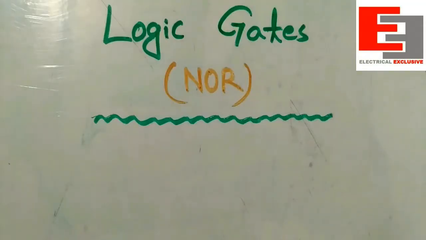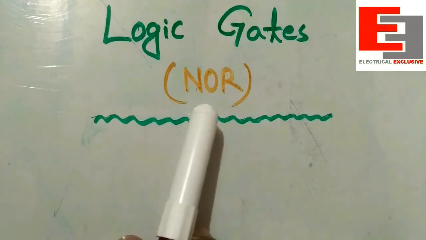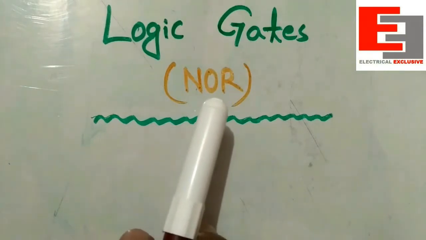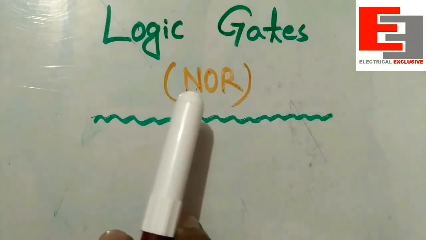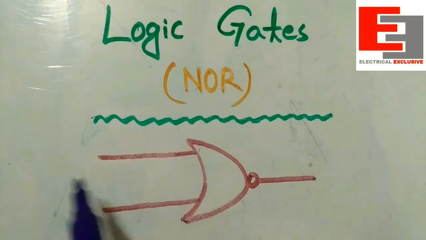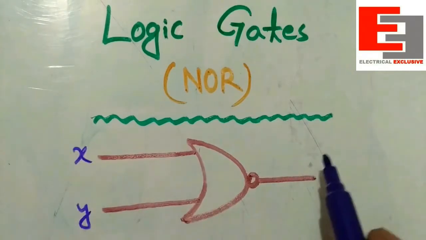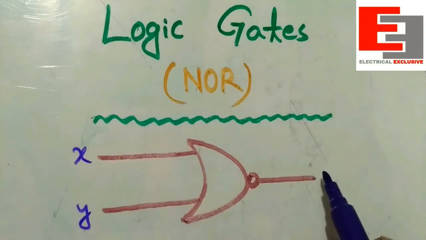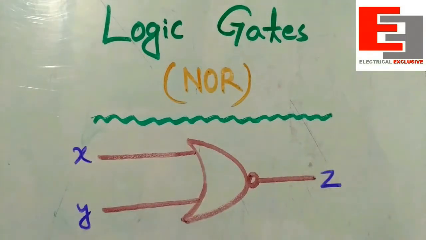In this class we are going to discuss the NOR gate. As the name signifies, the equivalent logic circuit of the NOR gate should consist of an OR gate and a NOT gate. This is the schematic symbol of the NOR gate, which has two inputs, X and Y. On the opposite side, this is the output terminal, which we shall label as Z. To understand the function of the NOR gate, we need to decode it.